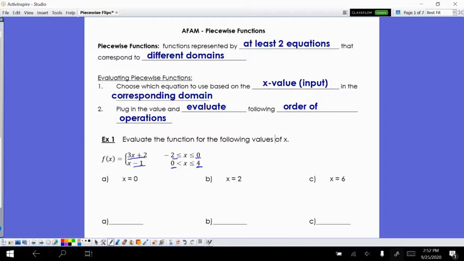So the first value we're asked to find is x equals 0. So we need to figure out, based on the domain on the right, should we plug 0 into the top equation or into the bottom equation? The 0 is included in the top, so we're going to plug 0 into the top equation and do 3 times 0 plus 2, which gives us 2. So when we plug in 0, we get 2. That's a point on the graph.